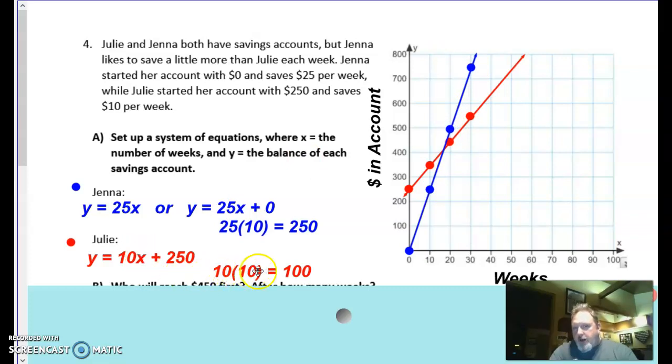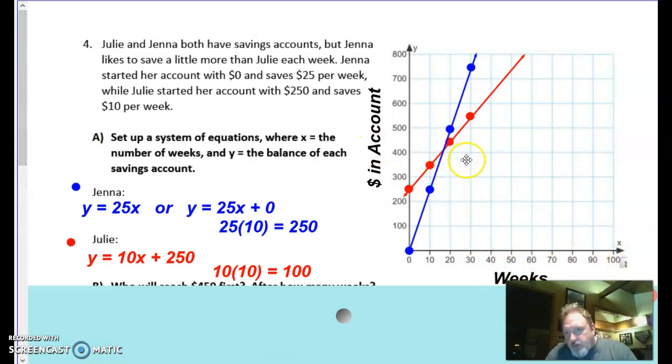Julie's account is going up $100 every 10 weeks, 10 times 10. So Julie started here at 250, going to go up 100 to 350 after 10 weeks, up another 100 after 10 weeks, up another 100. And so that's why I multiplied both of these by 10, took the slope times 10, because our grid is going up every 10 weeks.